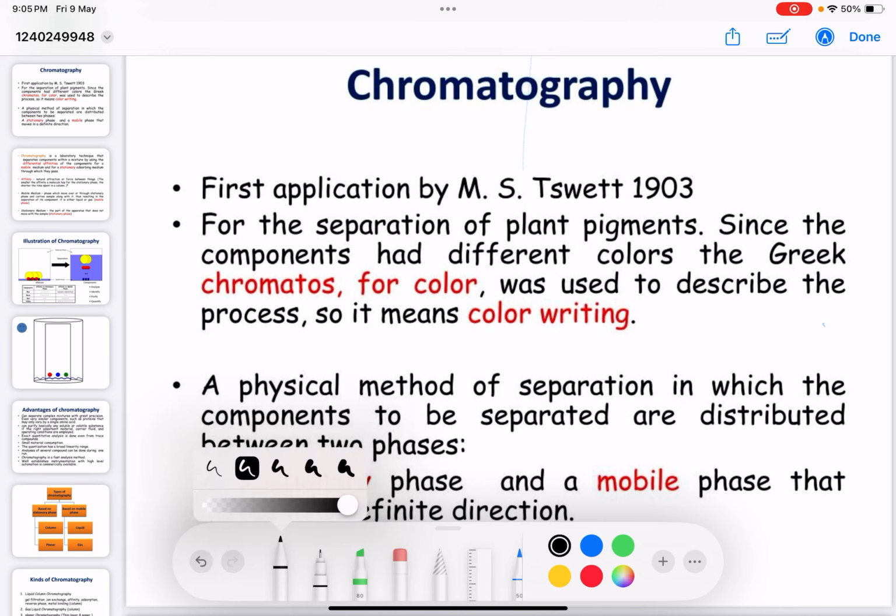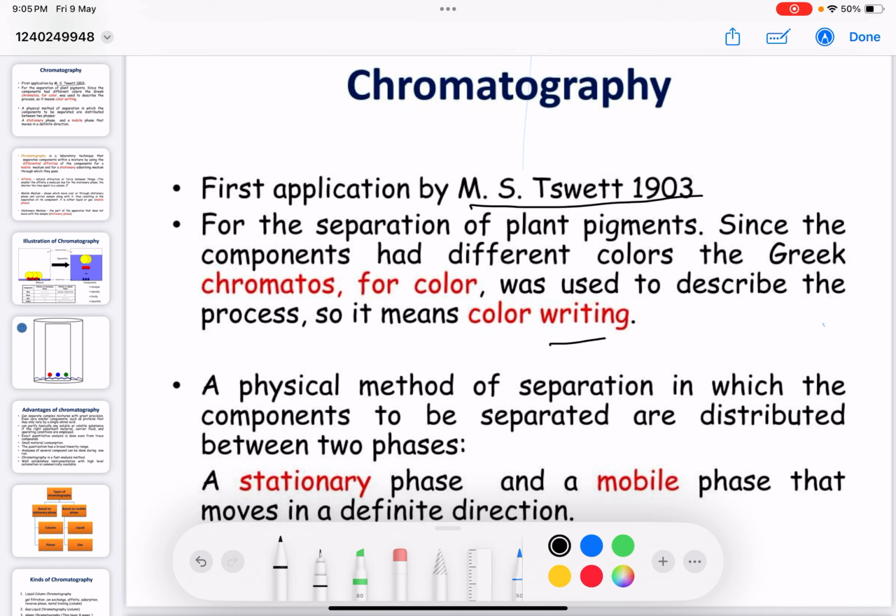The first application was by M.S. Tswett in 1903. It was used for the separation of plant pigments. Since the components had different colors, the Greek chromatos, for color, was used to describe the process, so it means color writing. Chroma means colors, graphein means writing. Okay, so here we can understand the meaning of this word, chromatography, right?